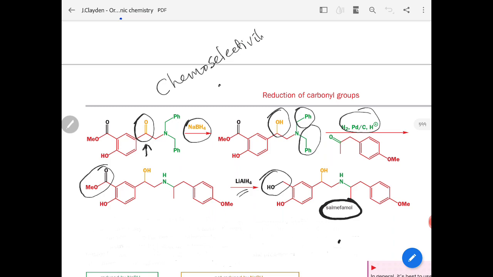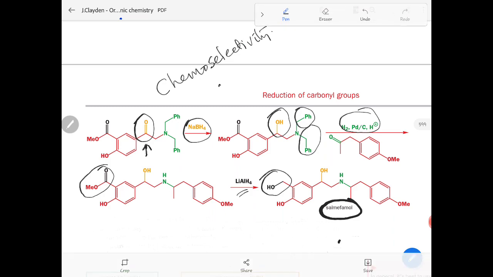Chemoselectivity. That is the important characteristic of reduction reactions. It means that if you want to reduce, as you have seen in the previous slide, there are many types of reduction reactions. When you take a bioactive compound, you can't select a particular functional group. A bioactive compound will have various types of functional groups.